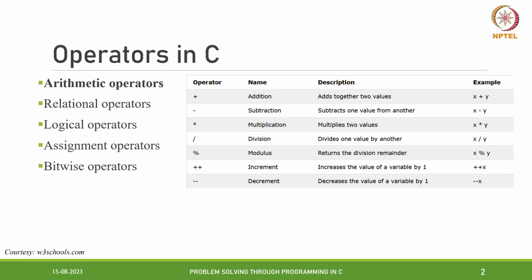So there can be different kinds of operators. We have arithmetic operators, relational operators, logical, assignment, and bitwise operators. So arithmetic operators, as their name suggests, perform arithmetic operations like addition, subtraction, multiplication, division, modulus, increment, and decrement.